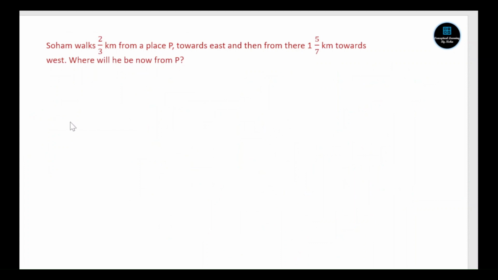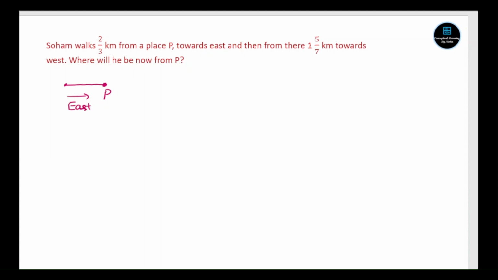Okay. Now, Soham walks 2/3 kilometer from a place P towards east and then from there 1 5/7 kilometer towards west. Where will he be now from P? So see, let's say he started and walked towards P. This is point P. This is east.